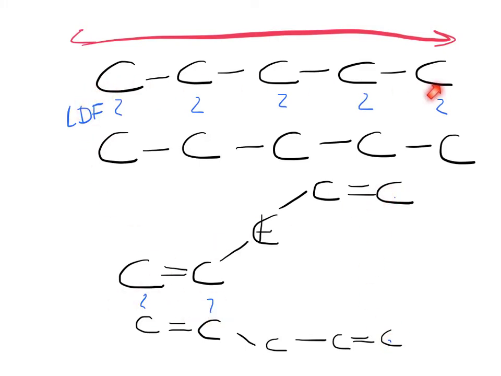As a result, a nice straight saturated hydrocarbon like this one is going to have London dispersion forces in a lot more places than this one right here. As a result, this would have a higher melting point, this would have a lower melting point. So this one would be more likely to be an oil, this one would be more likely to be a stick of butter or a tub of margarine.